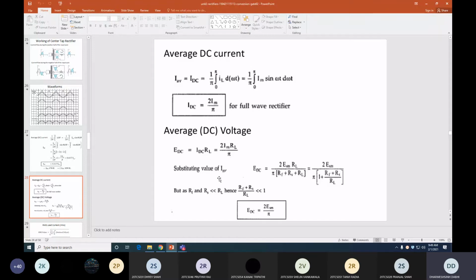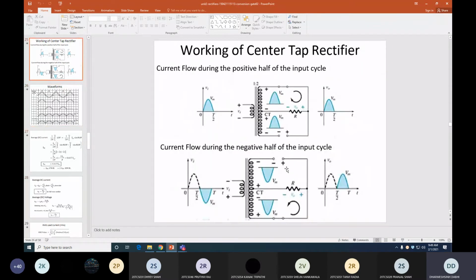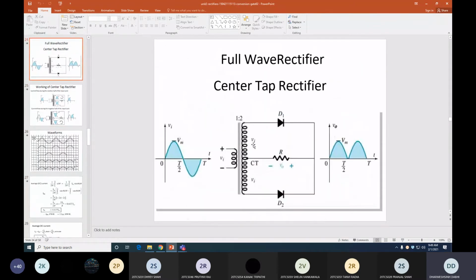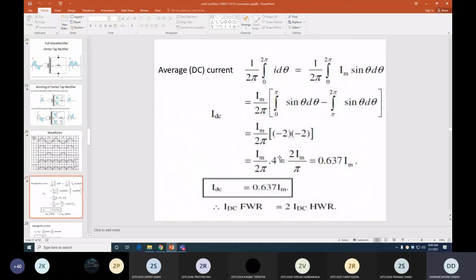Then if you substitute the value of Im, the maximum value of current, what is Im? It is equal to the peak of the supply voltage, Esm, divided by the total resistance of the circuit. In your circuit, there is the resistance of your winding, plus the internal resistance of the diode, plus the resistance of your load RL. So there are 3 resistances.